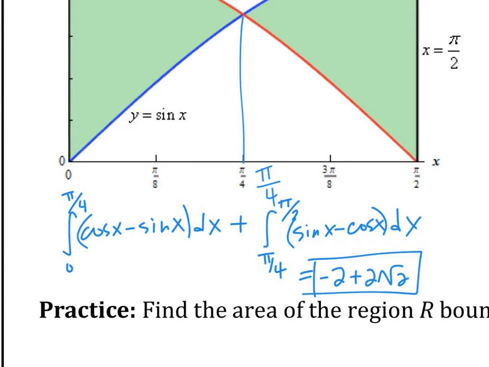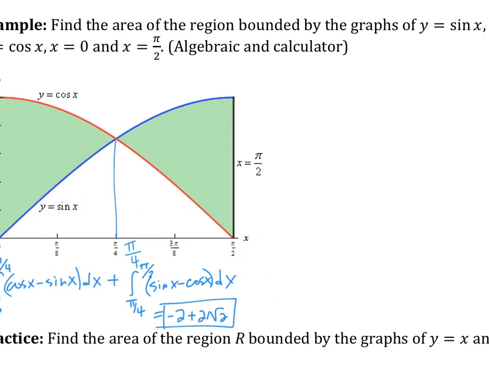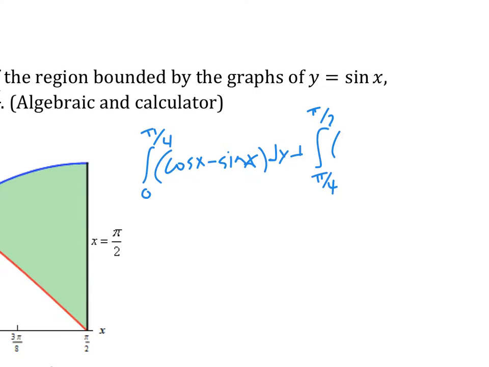Why is it -2? Okay, let's go ahead and integrate. The integral from 0 to pi over 4 of cosine x minus sine x dx, plus the integral from pi over 4 to pi over 2 of sine x minus cosine x dx. The integral of cosine is sine, and the integral of minus sine is cosine, from 0 to pi over 4.